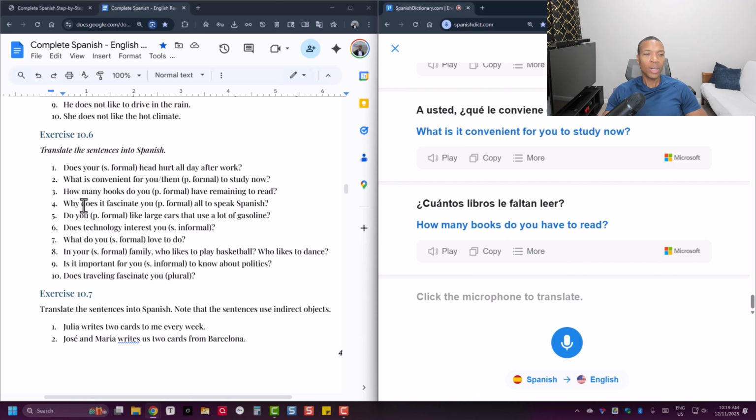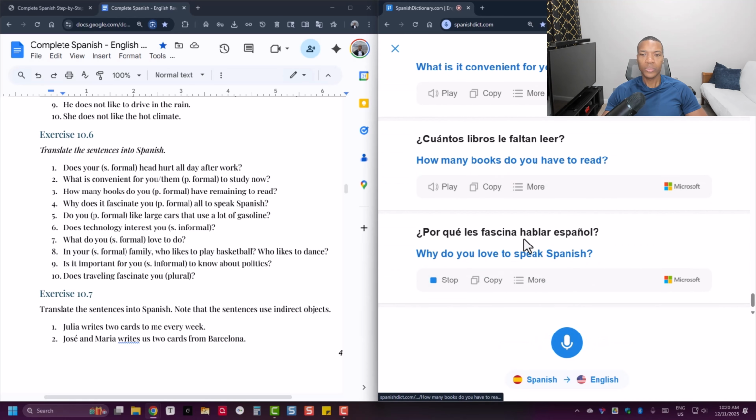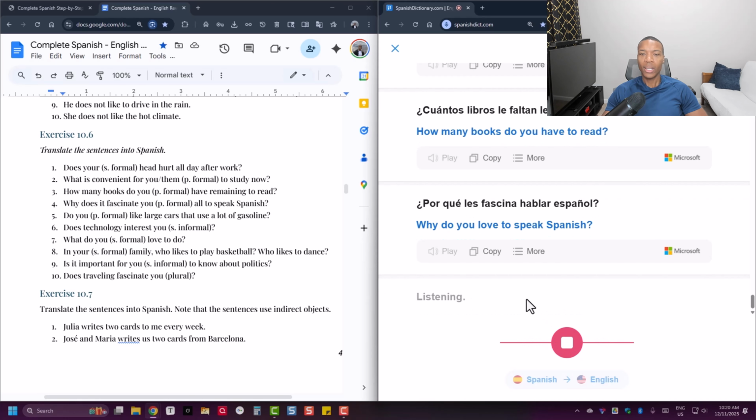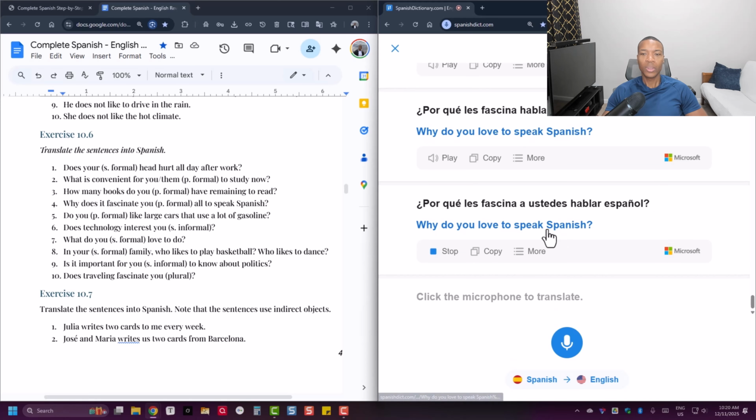Number 4: Why does it fascinate you all to speak Spanish? ¿Por qué les fascina hablar español? Why do you love to speak Spanish? ¿Por qué les fascina a ustedes hablar español?